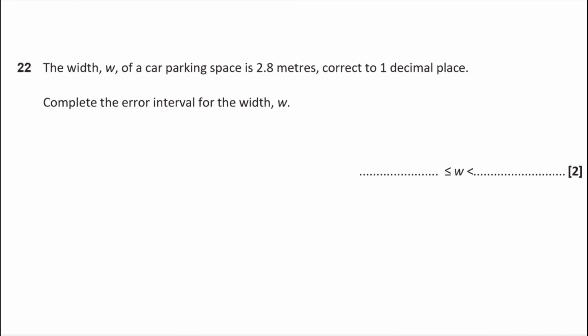Question 22. The width W of a car parking space is 2.8 meters, correct to 1 decimal place. Complete the error interval for the width W. Okay. So I like to do these with a number line. So I'm going to draw a number line for W and mark on it the length 2.8, but I know that's correct to 1 decimal place.